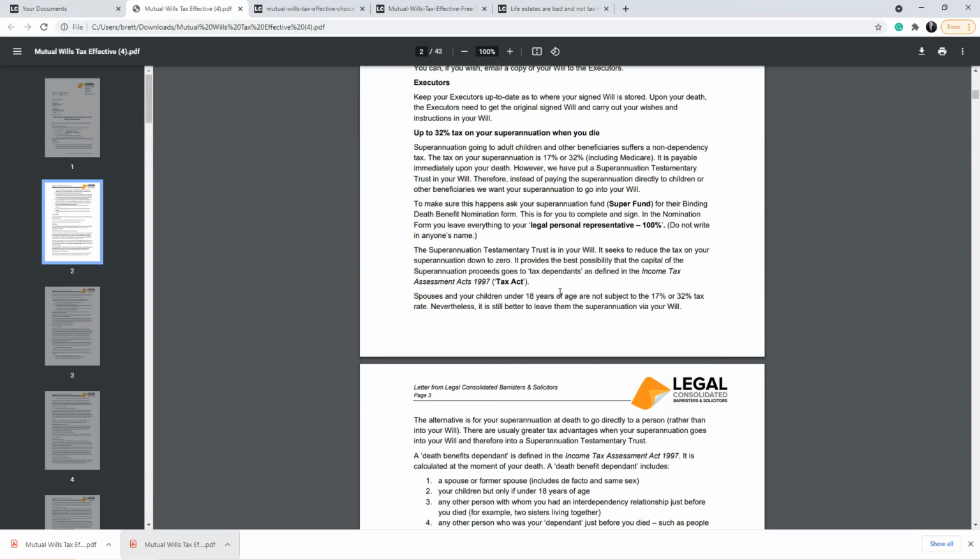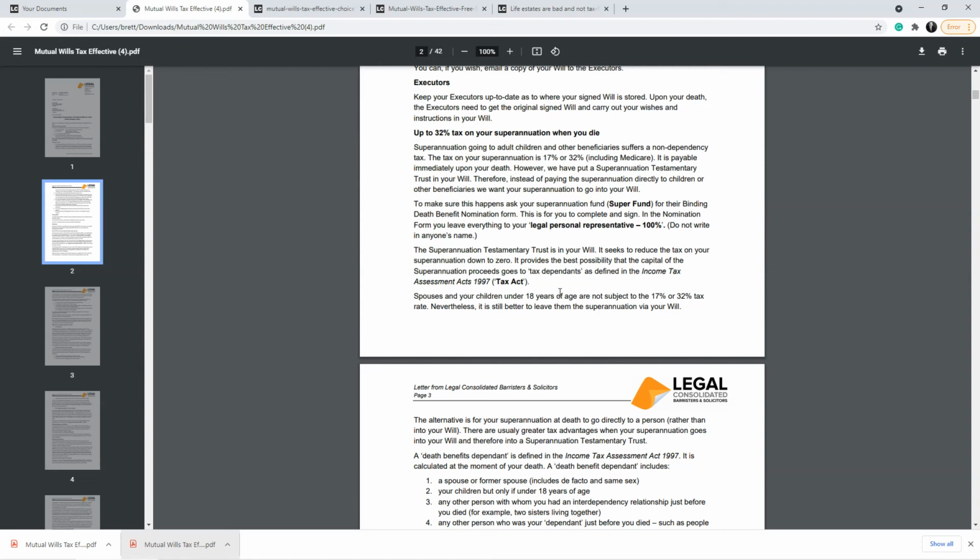There are three components to your super: concessional, non-concessional, all the rest. On your concessional component, it's 15% plus Medicare tax going to adult children. And for everything else, other than concessional or non-concessional, the tax is 30% plus Medicare. It's up to 32% tax on super. We've put a superannuation testamentary trust in your will to try and wash that out. And because you've got a vulnerable child, it's highly likely that the 32% tax, or that 15 plus Medicare percent tax, will be reduced to zero. But you've got to follow the rules to do that.